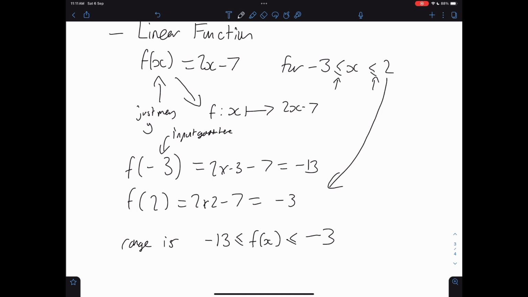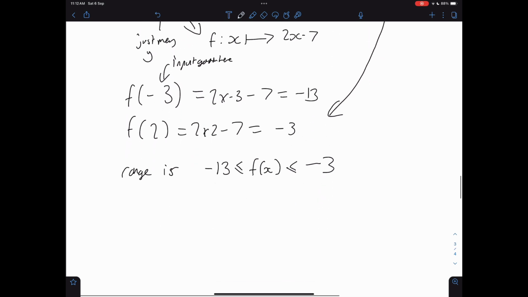And so that's what you would do. And of course, if it was a minus, you'd have to just make sure your inequality signs are the right way round. Remember, more negative numbers are smaller than less negative numbers.